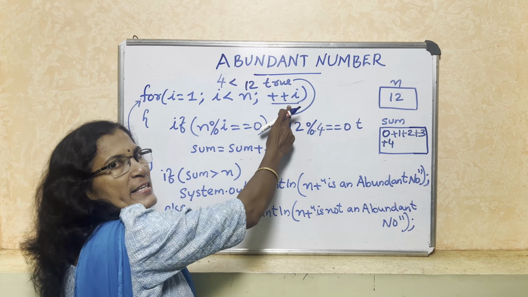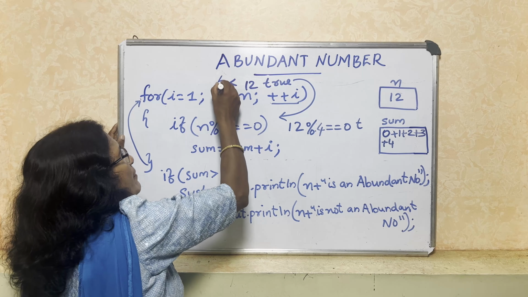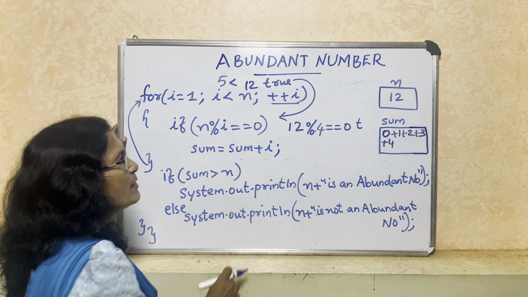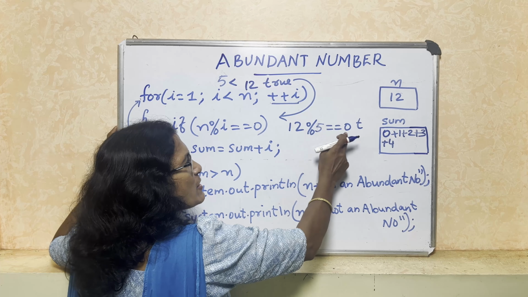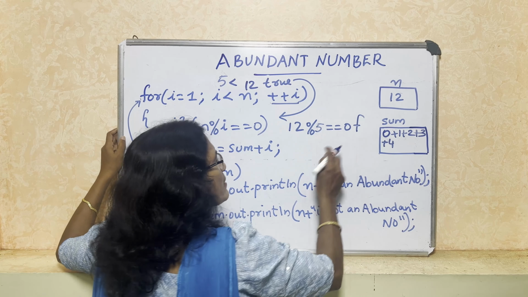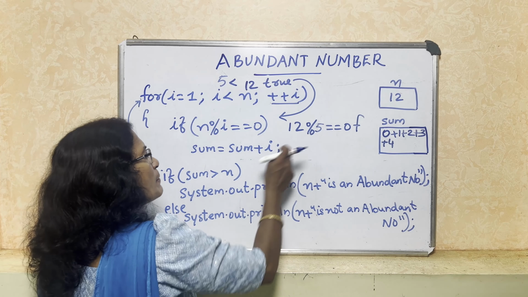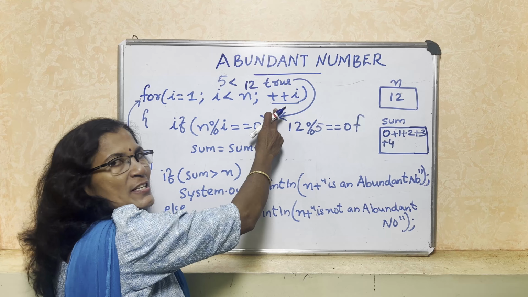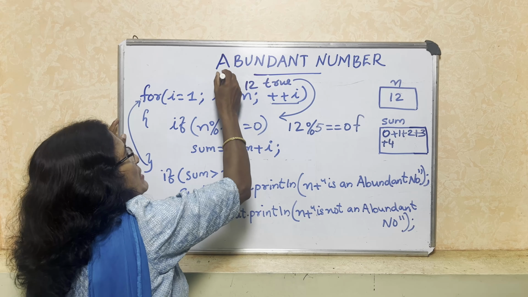Again, value of I is incremented. The value of I becomes 5. Test expression is evaluated. 5 is less than 12. 12 modulus 5 is executed. Remainder of the division is not equal to 0. So test expression is evaluated to false. 12 is not divisible by 5. So 5 will not be added to sum. Goes for the next updation. Plus plus I. Value of I is updated to 6.